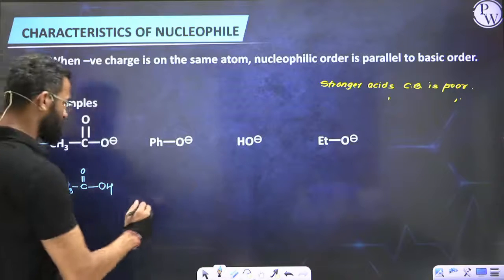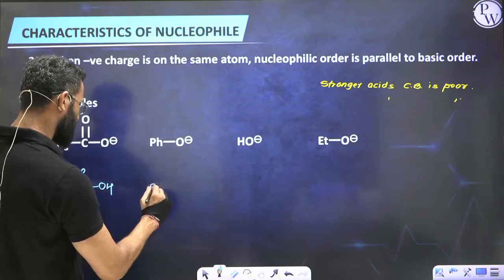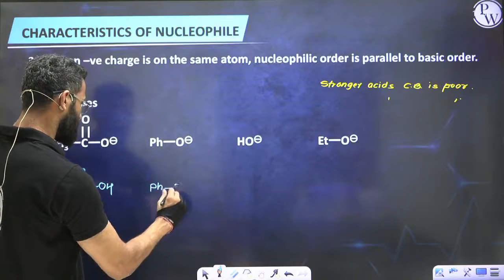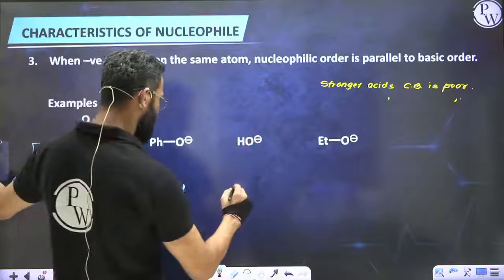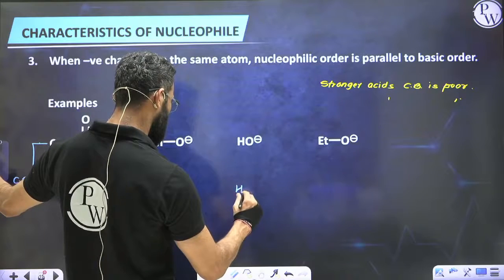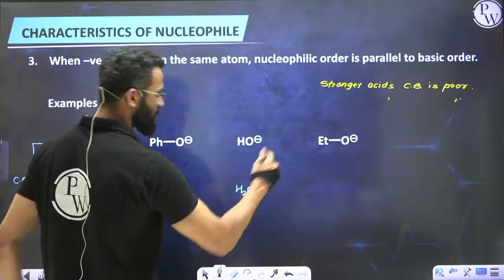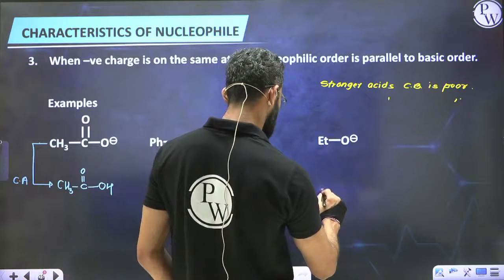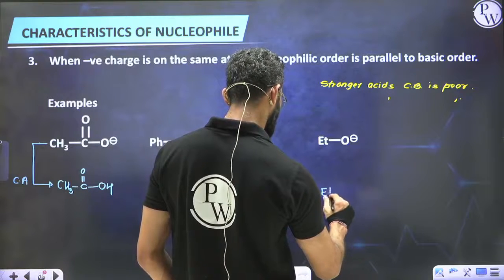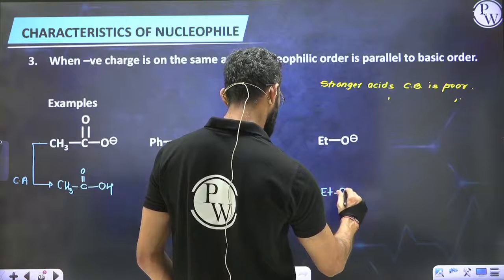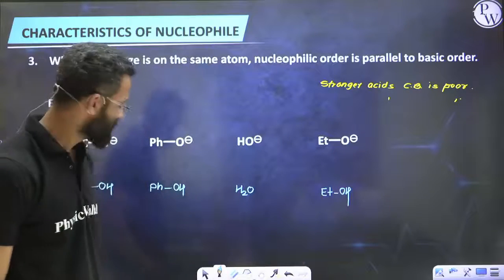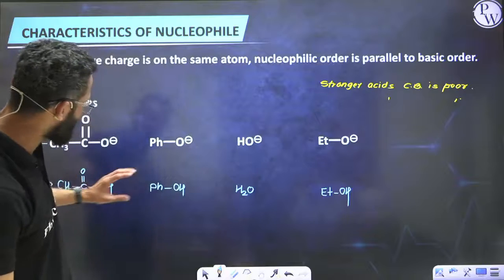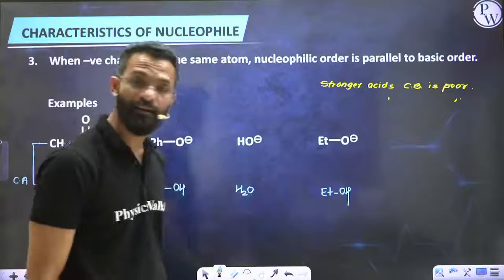Then we have PhO minus, meaning it is PhOH. OH minus, add H plus over there, so that's going to be H2O. Add H here, so that's going to be EtOH. Alright, so we have got acetic acid, phenol, water, and ethanol.